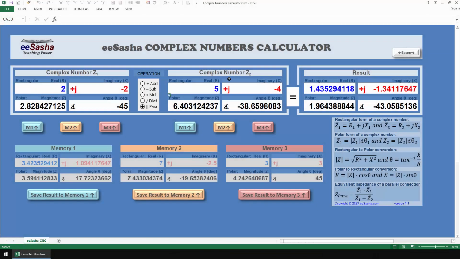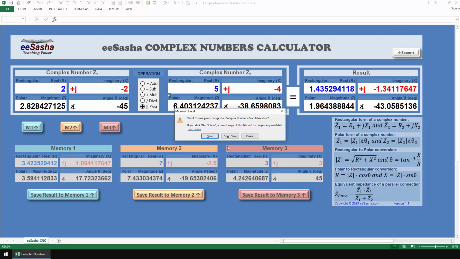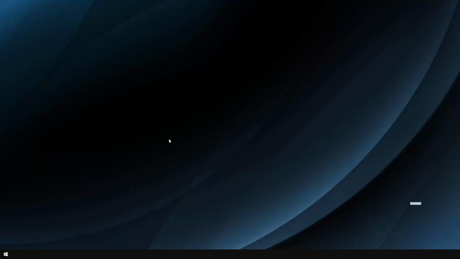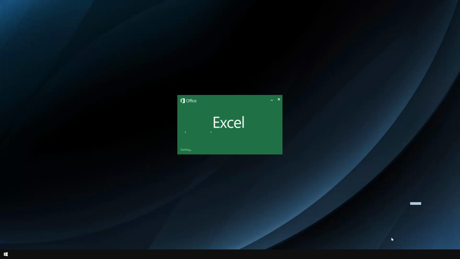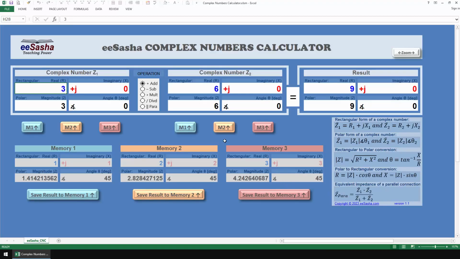When you're done with all your complex numbers calculations, simply close the Excel spreadsheet and don't save it so it can retain its default values and the look. So if I open the calculator again, it will show me the previously saved state.